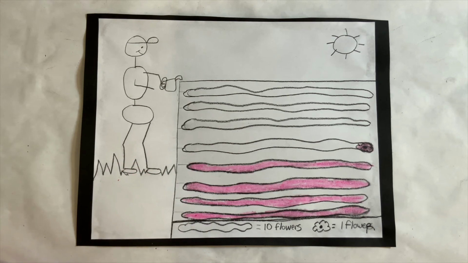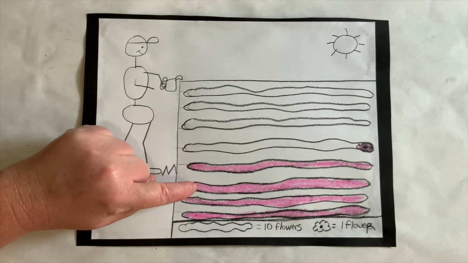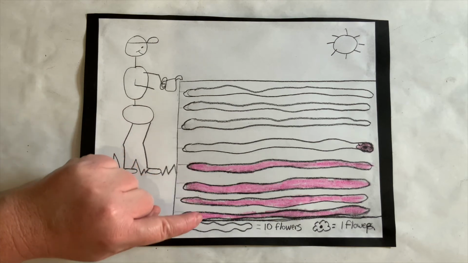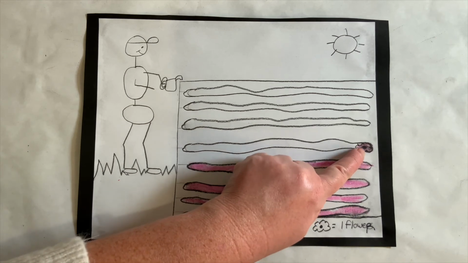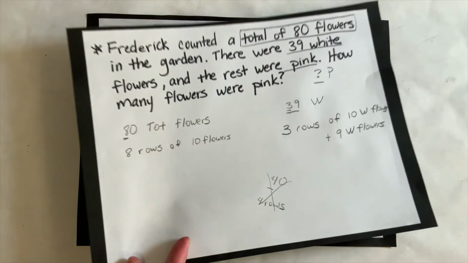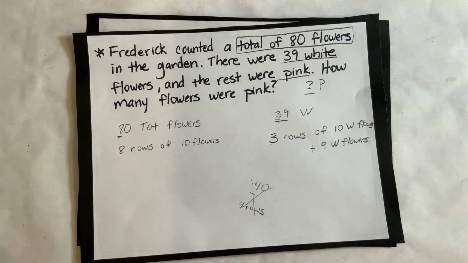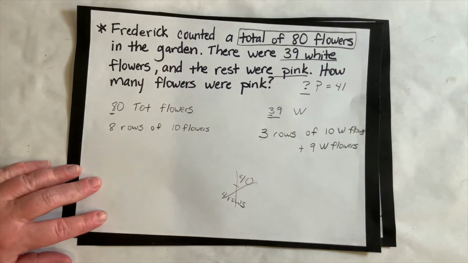Now let's count how many flowers are pink. Can y'all do that with me? Remember, 10 flowers equals a row, right? Let's count together. 10, 20, 30, 40, and how many single flowers? 1. So that's 41 flowers are pink. Let's check it. So I'm going to put that. The pink ones equals 41.